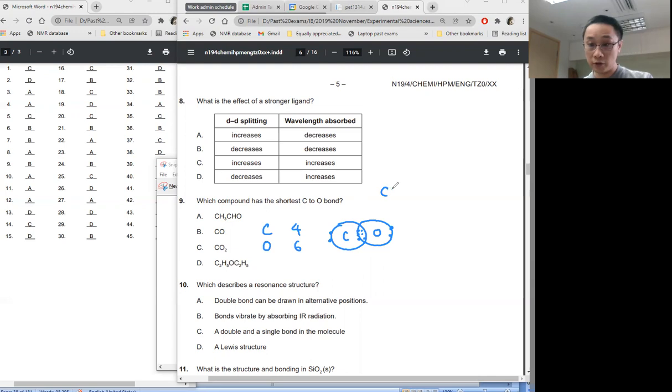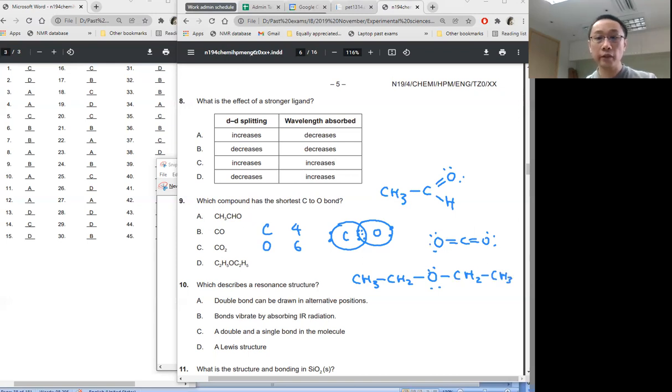The other structures: the first compound is an aldehyde that has a carbon oxygen double bond. Carbon dioxide has 2 carbon oxygen double bonds, and then the last compound is an ether, where both CO bonds are single. Therefore, the answer is B.